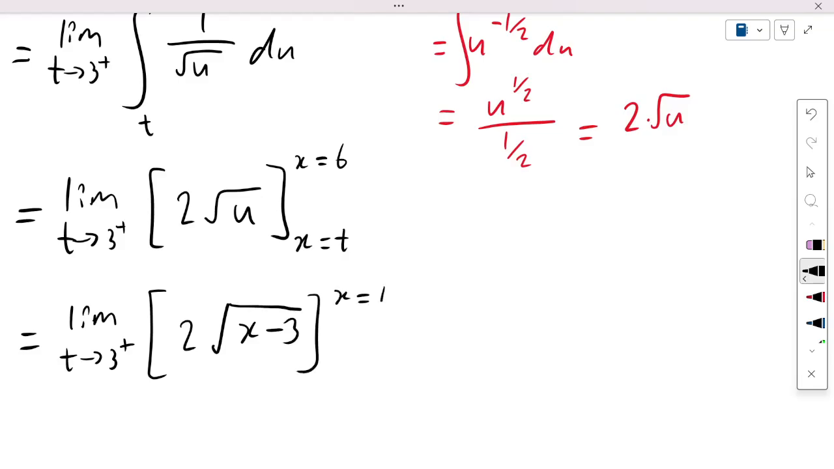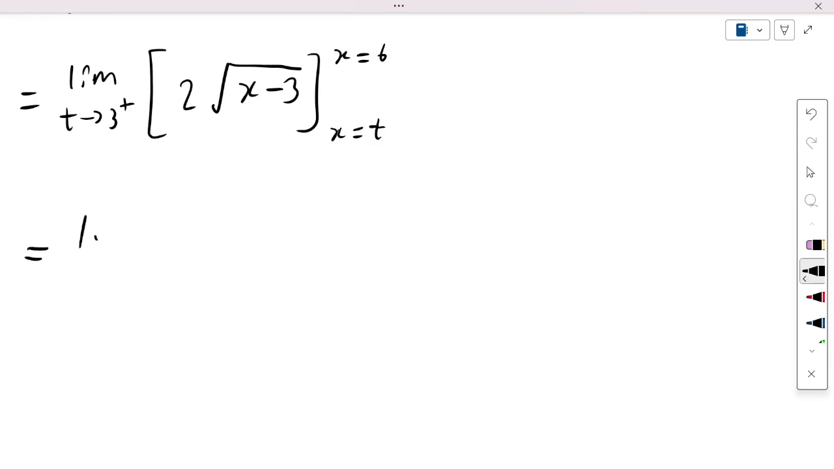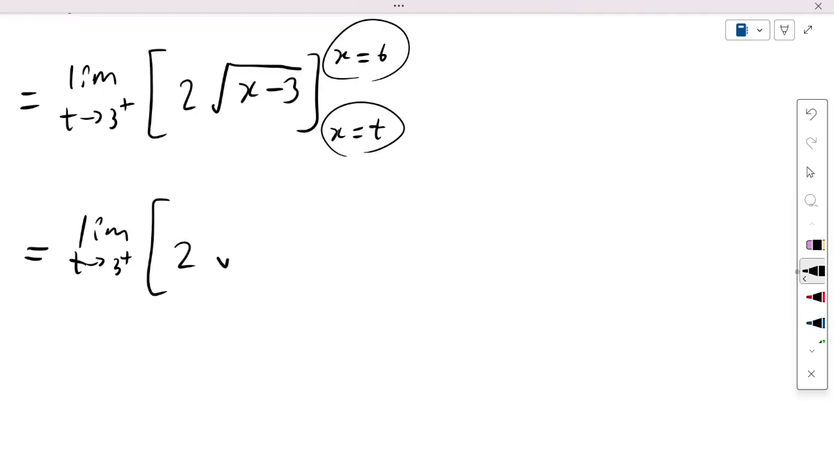And now what can you see over here? Now we can actually evaluate, because we have x now. Great. Now from here, we can just say it's the limit as t approaches 3 from the right hand side. We're going to have our bracket. The first one's going to be with the upper limit, and then the second one's with the lower limit. So it's going to be 2 into root 6 minus 3, which is with the upper limit. Now it's going to be minus the one with the lower limit, which is 2 multiplied by root t minus 3. Okay, because we just plugged in t.